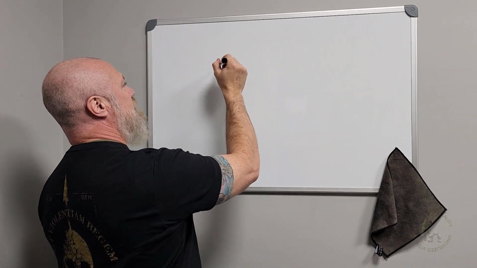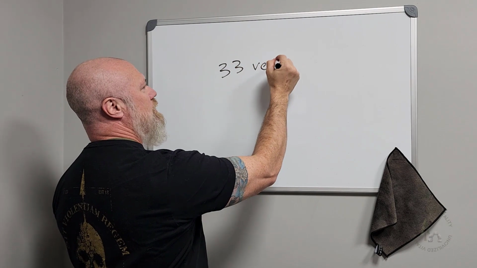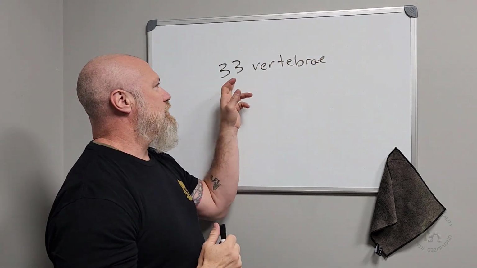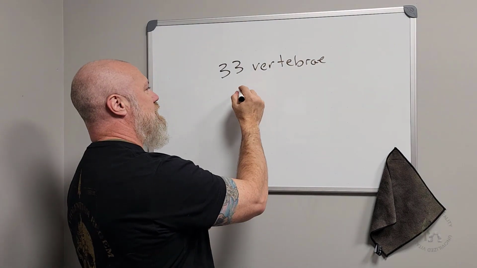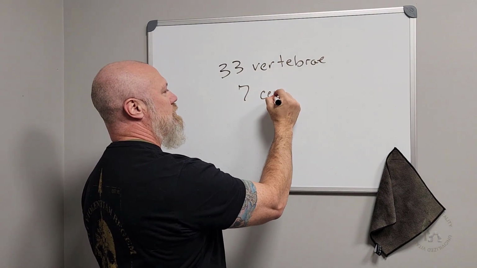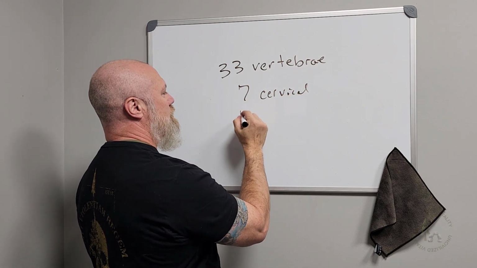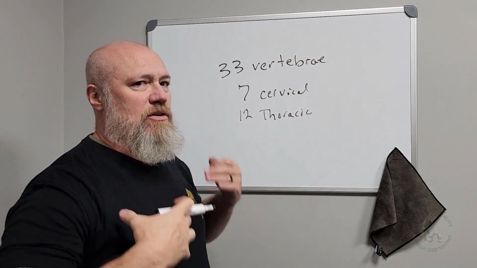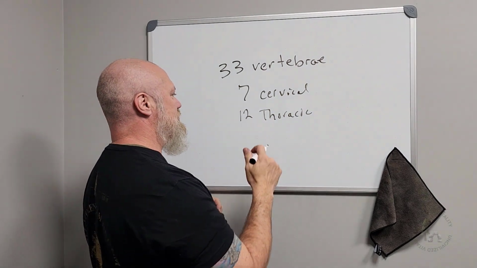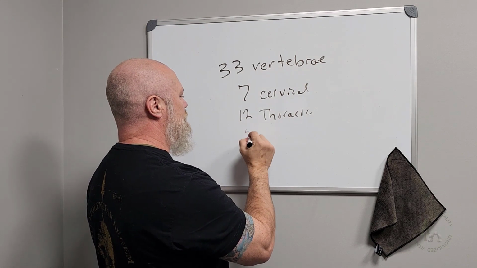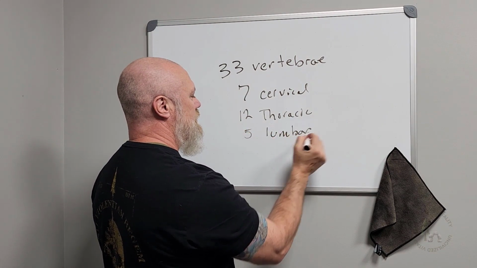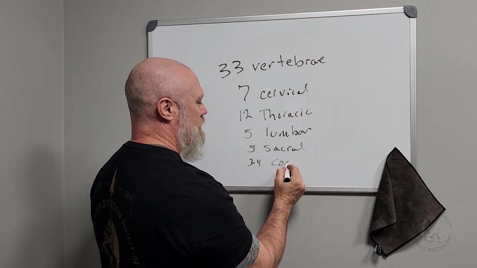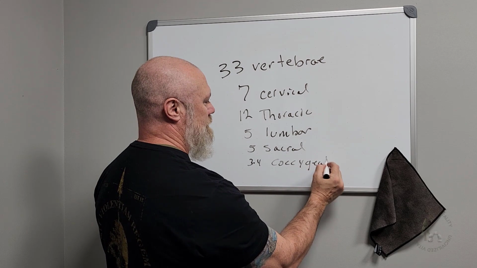So you've got a total of 33 vertebrae, or vertebra, singular. There are 33 of them. There are 7 cervicals in the neck. There are 12 thoracic, that's in your trunk or your chest cavity. And then there are 5 lumbar vertebrae. There are 5 sacral vertebrae, and there are 3 to 4 coccygeal vertebrae.